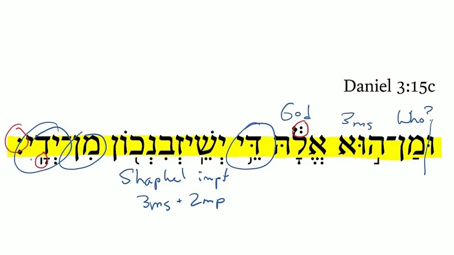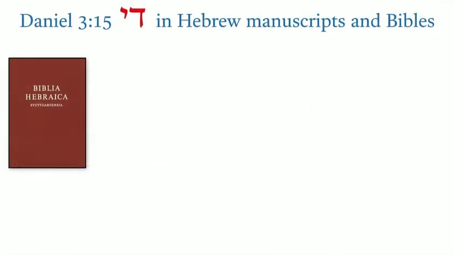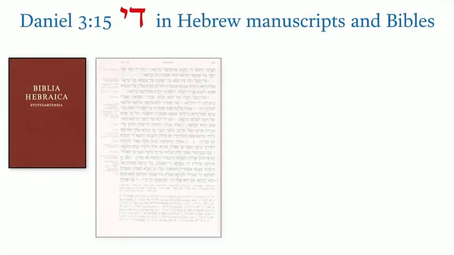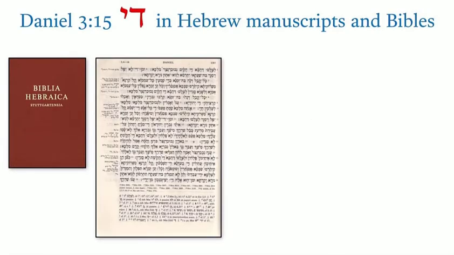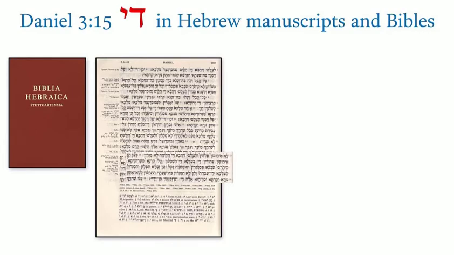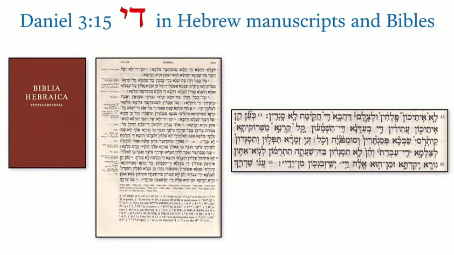Now you may have noticed that I pronounced this word D, the relative, but it looks like it's day. Let's do a textual study as to why I might have done that. Let's look at a few Hebrew Bibles. Here is the BHS, page 1387, on which is Daniel 3:15. Let's expand that so we can see it better. And there we notice the tere yod for this use of the relative marker.